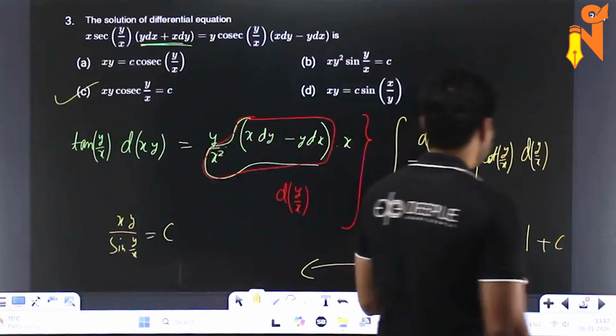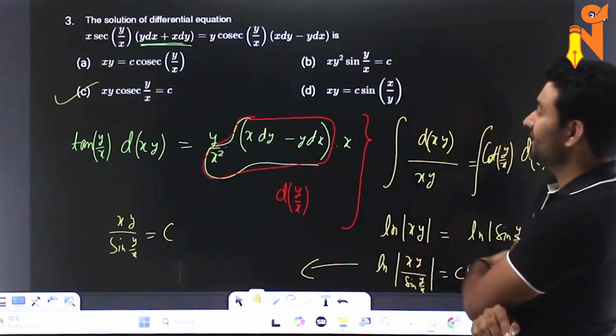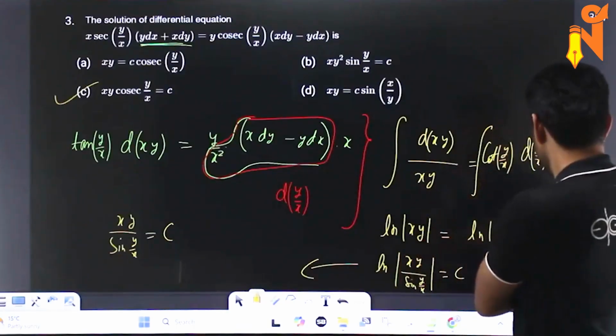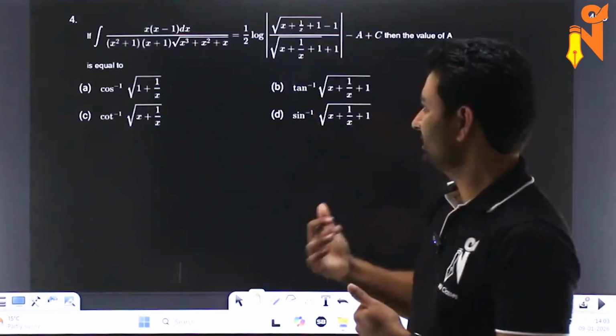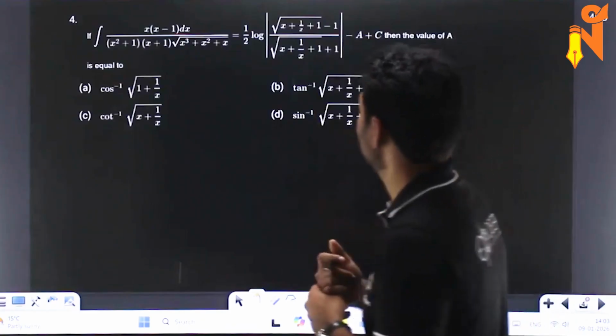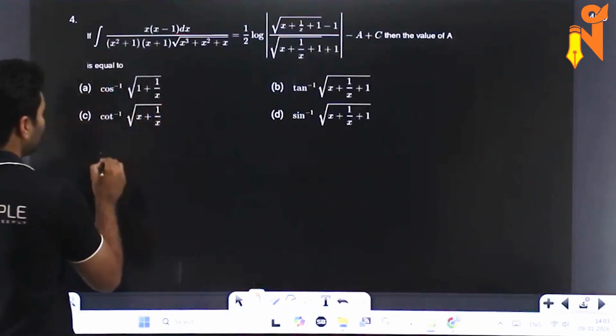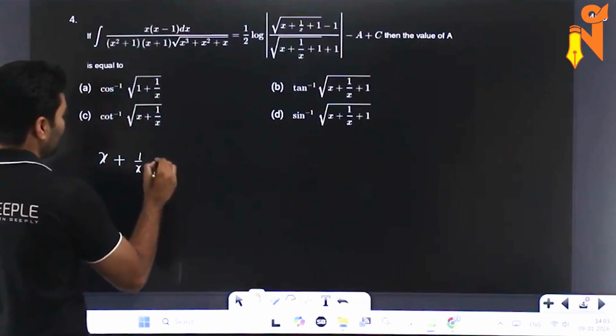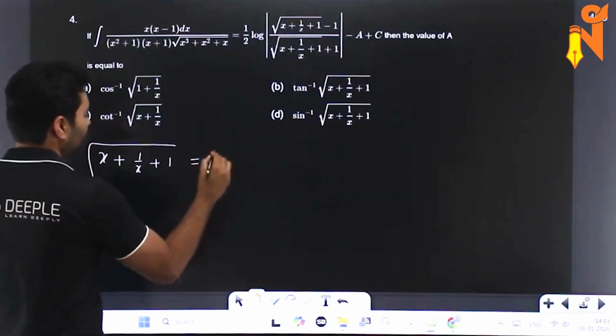So question numbers 1, 2, 3, again very simple questions. This is also a very simple question. Next, this fourth question: in this question we will put under root of x plus 1 by x plus 1 equal to t. Why?